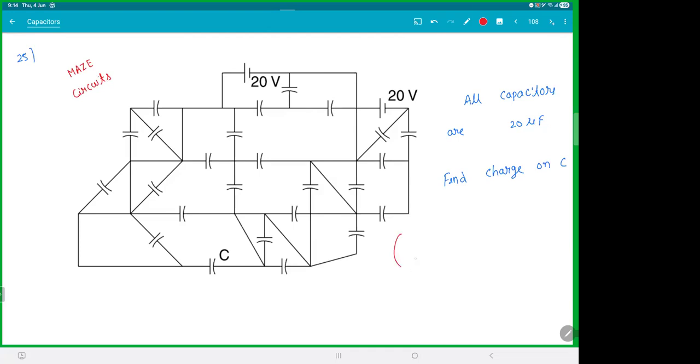So what I want you to do, find a path or find a loop where C is the only capacitor and you can pass through any number of batteries. The number of batteries doesn't matter. So listen to this. I'll show you this. I'll ask you one more like this.